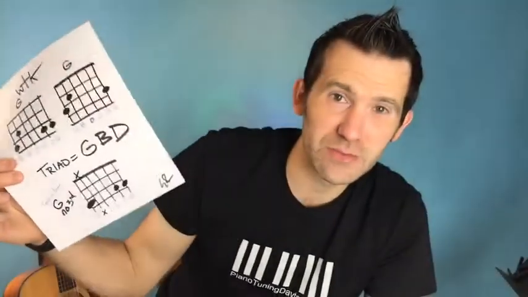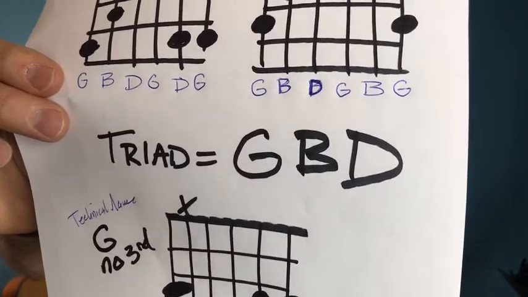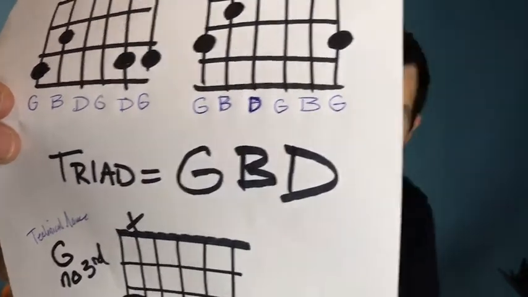So you're probably thinking, how many G chords does this guy know? How many G chords is he going to show me? Well, this goes back to chord theory: the G chord itself is just 3 notes, G, B, D. It's the triad, G, B, D. Those are the only 3 notes in the G chord.